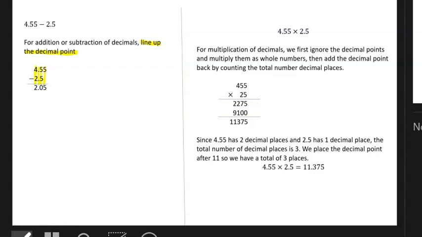For example, 5 minus nothing, or 5 minus 0, gives us 5. And 5 minus 5 gives us 0. And then bring down the decimal point, and then 4 minus 2 gives us 2. So the answer is 2.05.